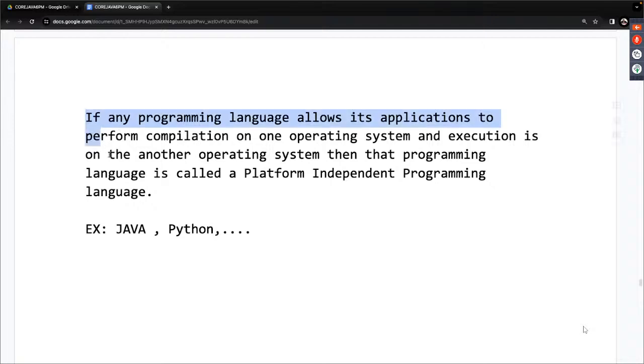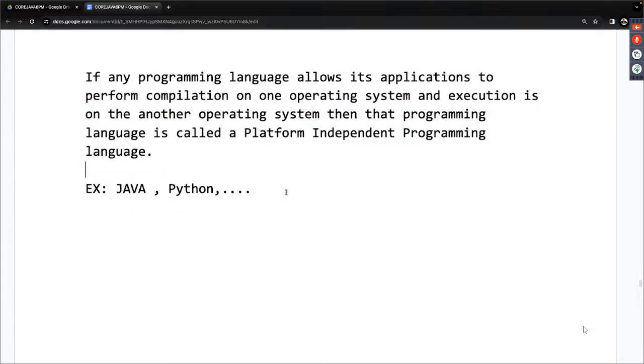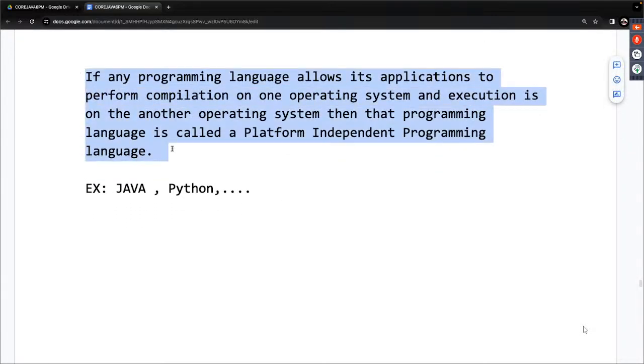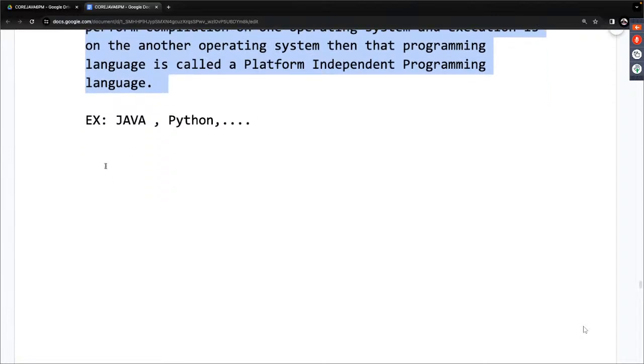Come again. What is a platform independent programming language? If any programming language allows its applications to perform compilation on one operating system and execution on another operating system, then that programming language is called a platform independent programming language. Examples are what? Java and Python. That's it. Good. Up to now it's okay, fine.